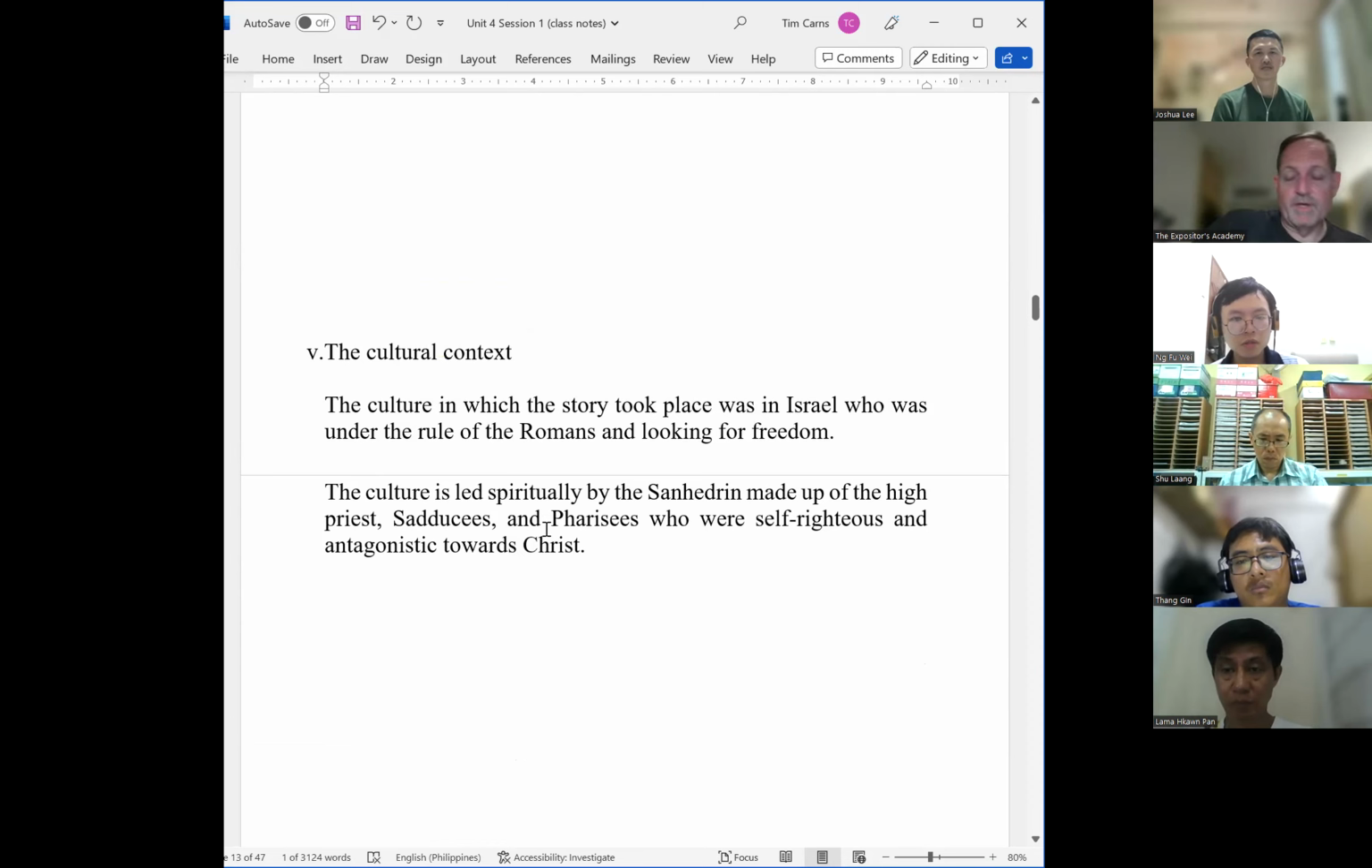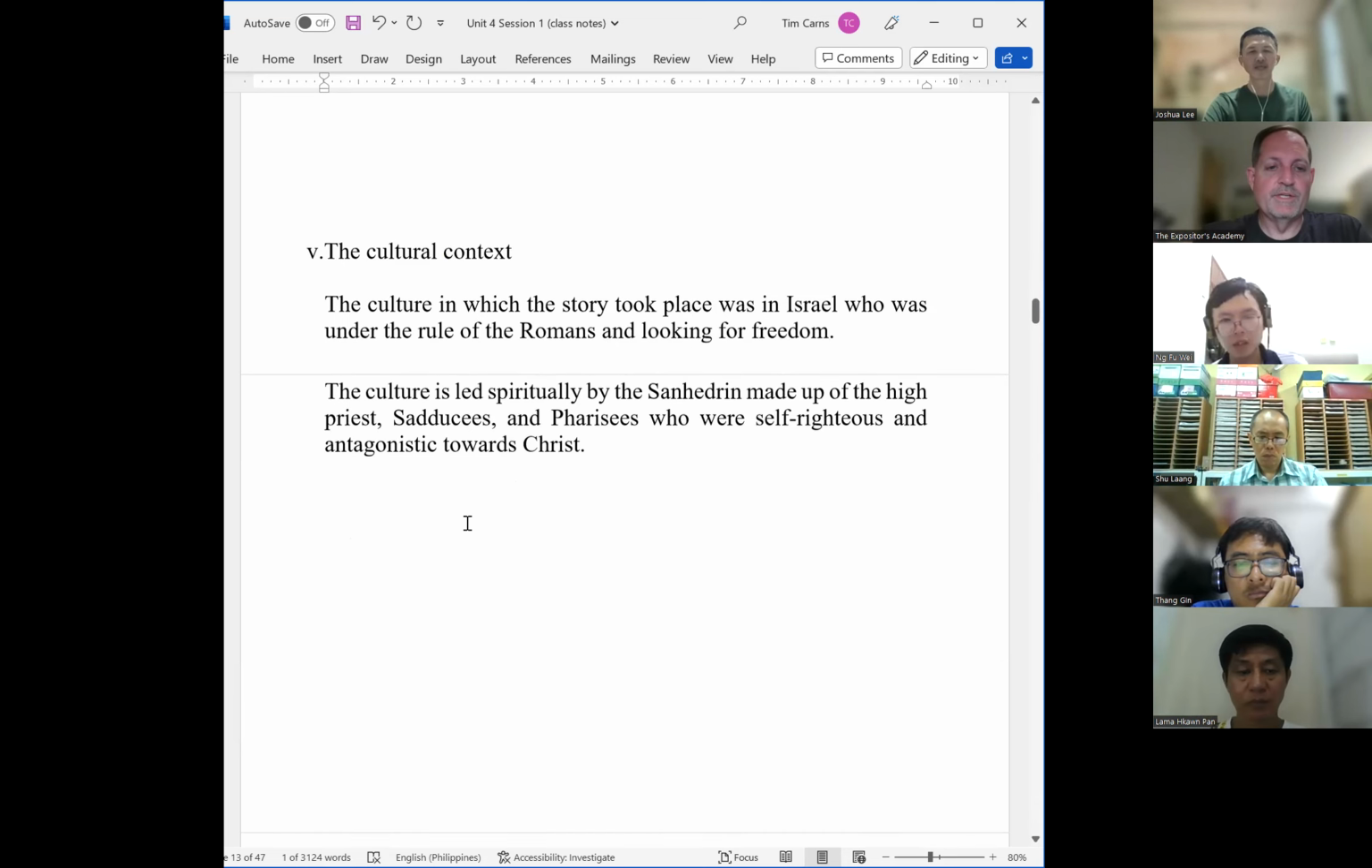Also, as you're studying the book, you want to understand the cultural context. That is, what is the culture like in which the story took place? When we're talking about the Gospel of John, it took place in Israel, where the Jews lived, but they were under Roman rule and were looking for freedom. And the culture was led spiritually by the Sanhedrin, which was made up of the high priest, the Sadducees, and the Pharisees, who were all self-righteous and, as we learn in his gospel, were antagonistic against Jesus. So it'll be important to understand that culture.